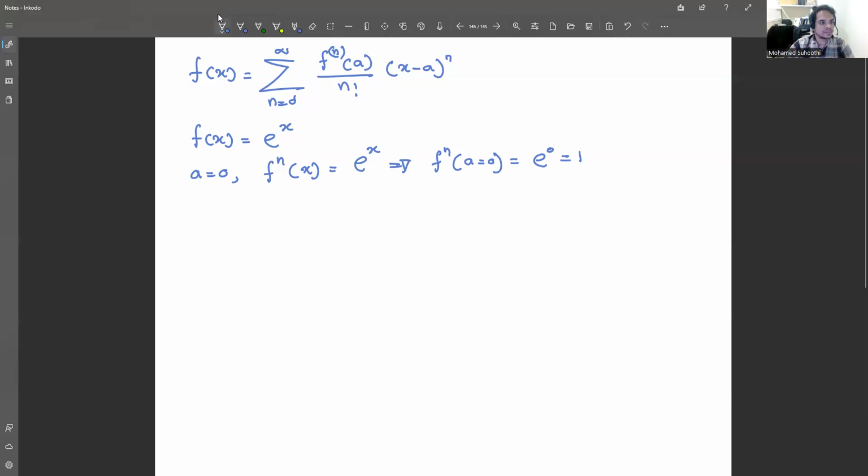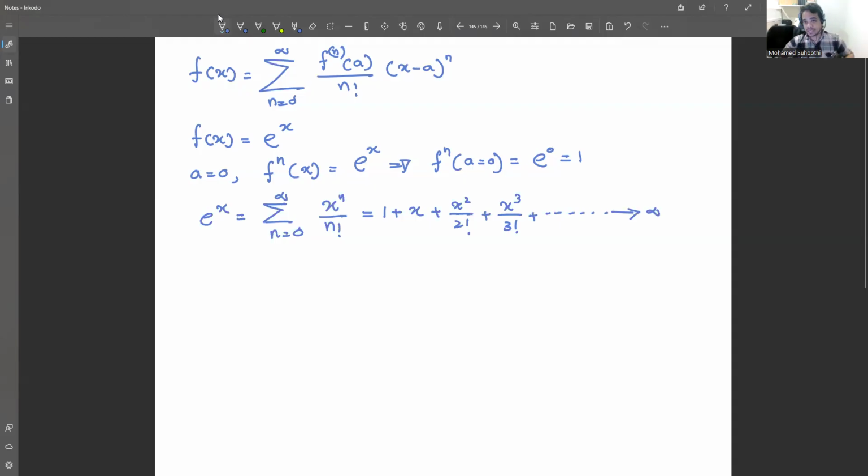Okay, so therefore your f of x, that means e to the power x, equals the sum for n equals 0 to infinity. The nth derivative of this one is 1, right? So a is equal to 0, therefore x to the power n over n factorial, right? So this is something you studied, right? If you substitute n equals 0, 1, it is x, then x squared over 2 factorial, x cube over 3 factorial. So like that, it will go till infinity, right?